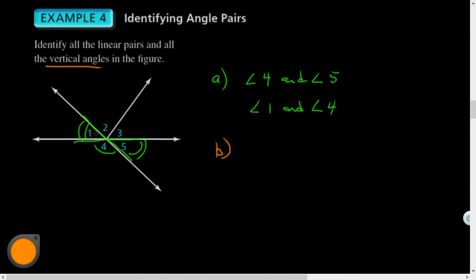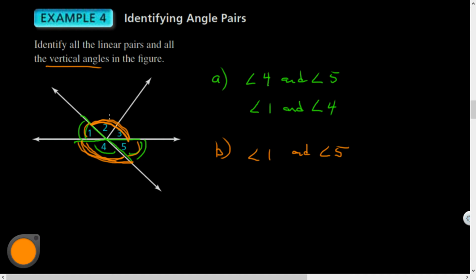Let's consider part B, all the vertical angles. I think I already labeled them. Angle 1 and angle 5. Are there any other hidden ones? If it was allowed, this big angle here is a vertical angle with which two? Yeah, the 2 and 3 combo, right?